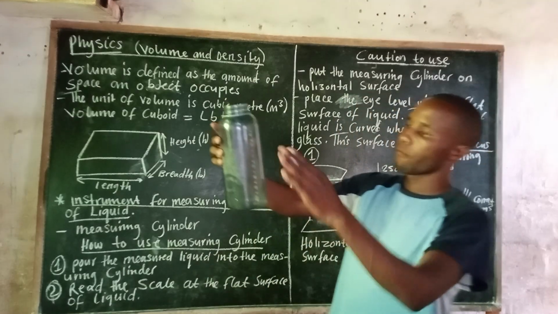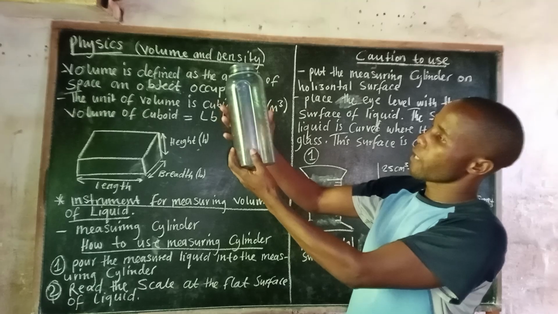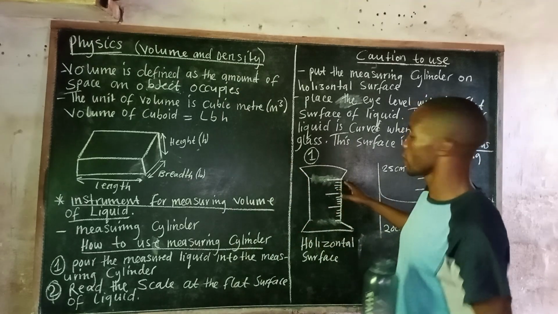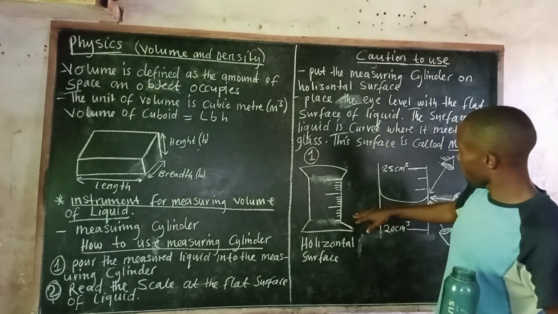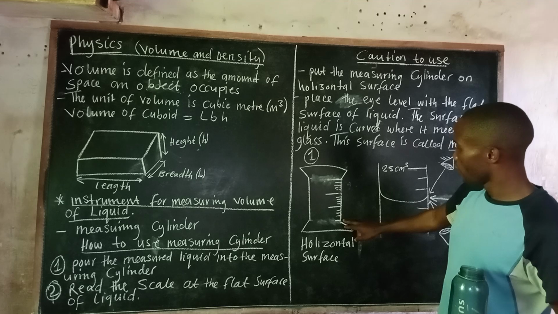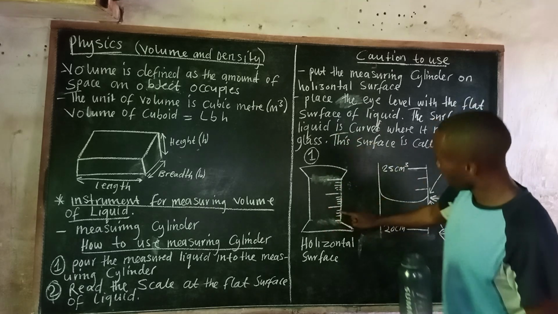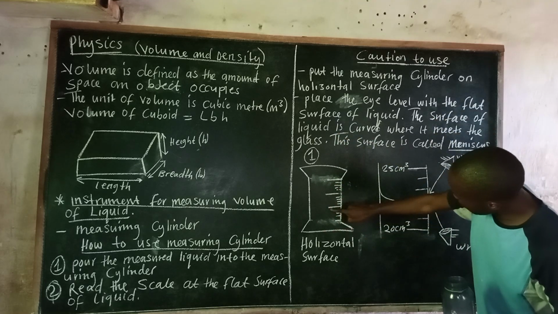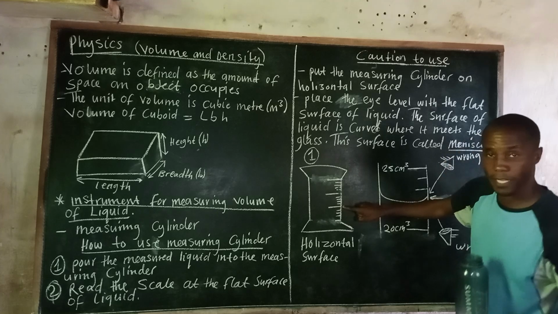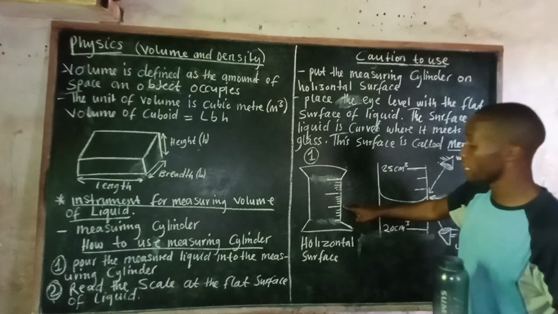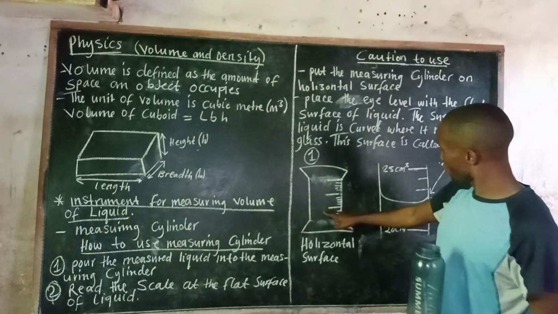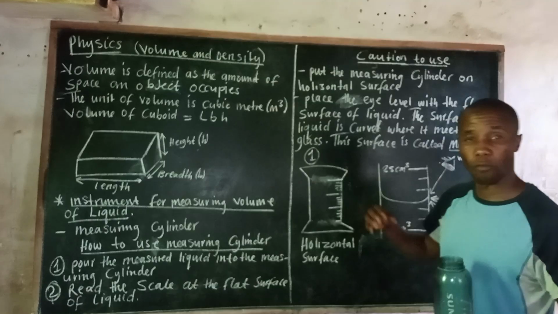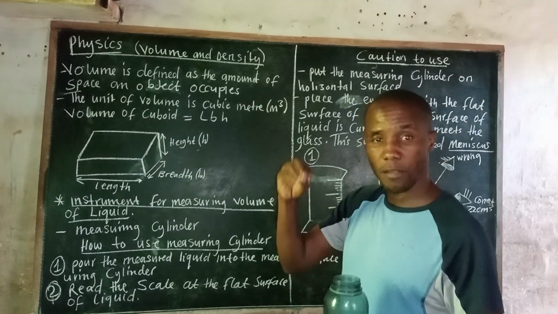So for example, if you are given water, this has got scales. A measuring cylinder should have a scale like the one that we have here. When you pour water there, the water maybe reaches at this level. This is the scale. I'm going to assume this is a 3. When you look at this one, that will be the volume of water.